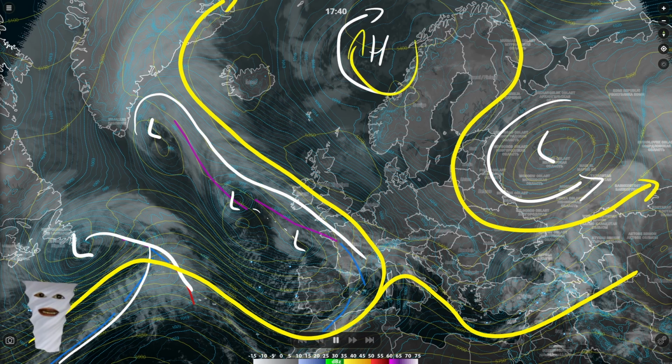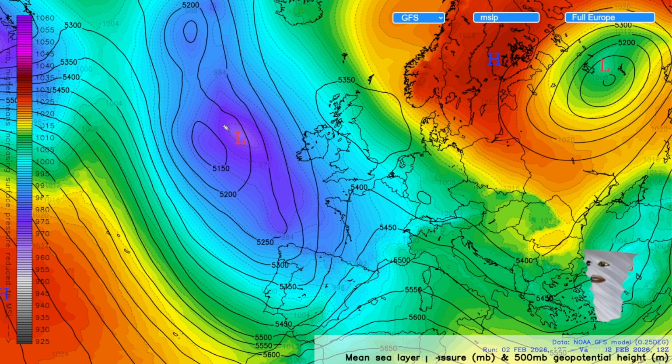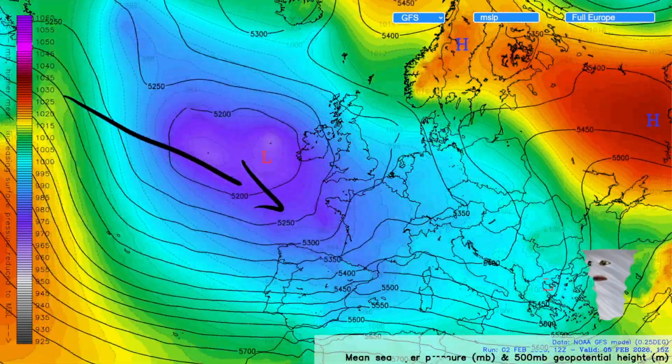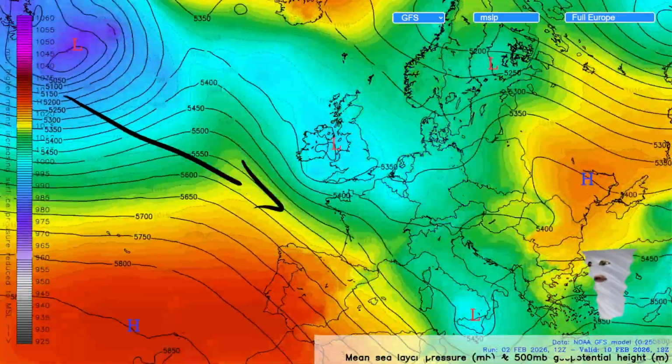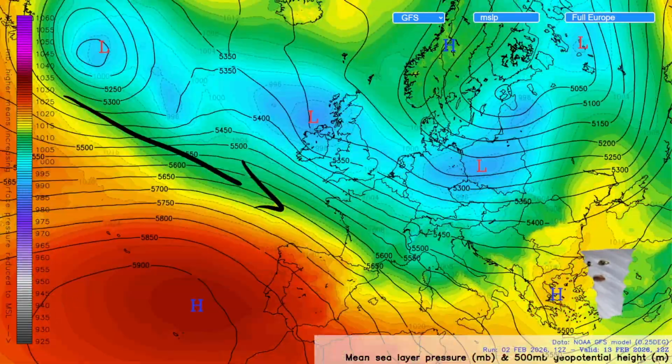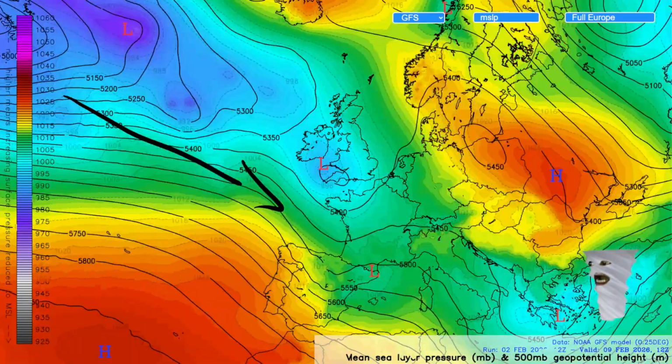Okay, let's now look at our weather maps. Now, February starts where January left off. We still have this west-northwest to east-southeast regime, bringing in low after low after low from the Atlantic. If you go forward in time, you can see still that happening. We have all these low-pressure areas moving over from the northwest towards the southeast.